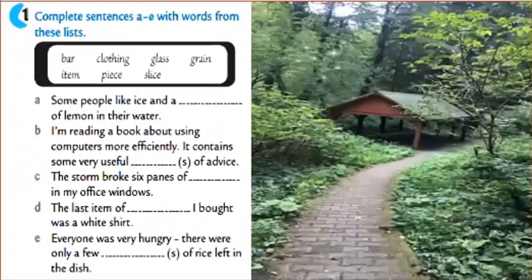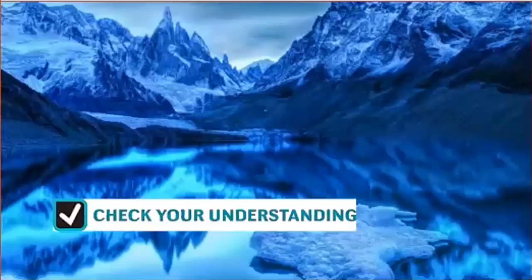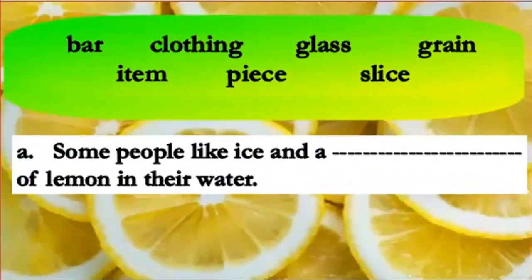Now, exercise 1. Complete sentences from A to E with words from the list. We will use these words from the list to complete the sentences: bar, clothing, glass, grain, item, piece, and slice.